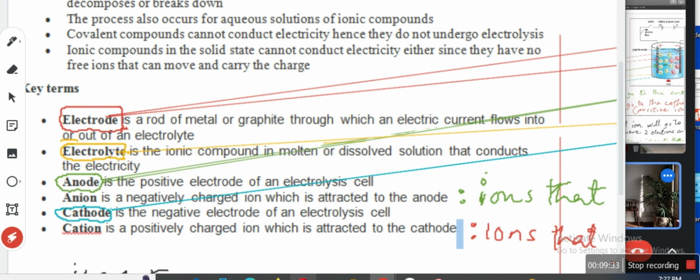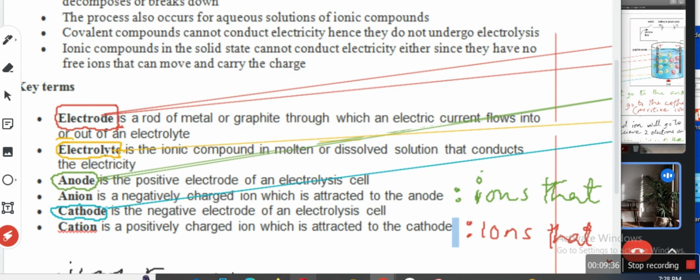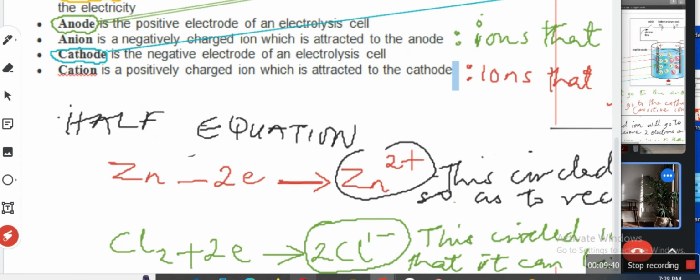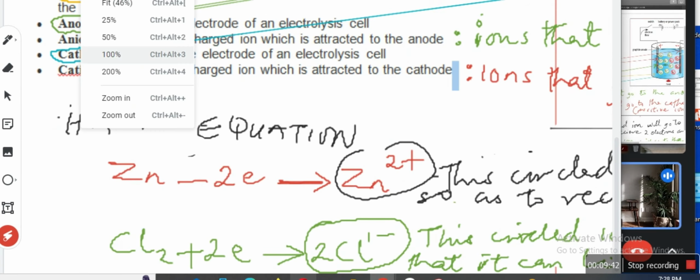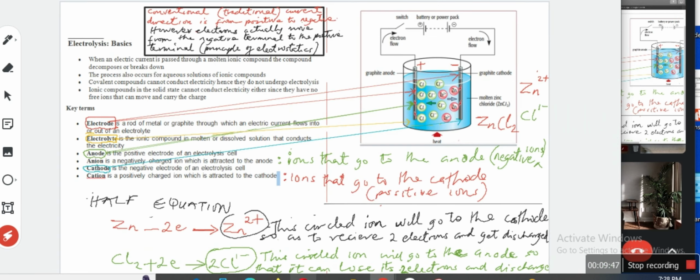I need to come. Okay. I need to reduce it a bit. Let it fit. Okay.